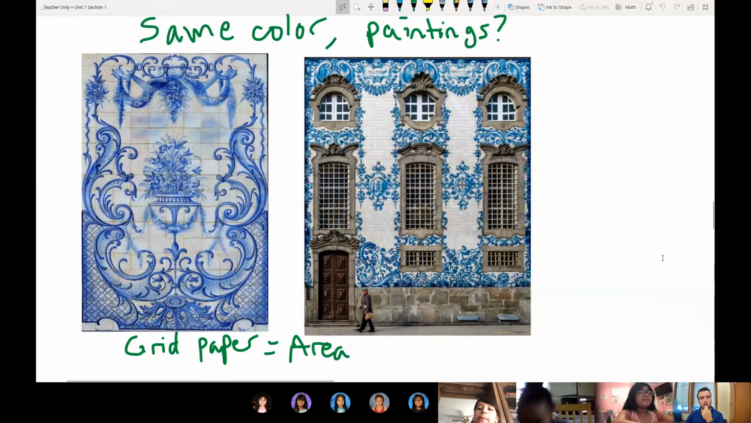Malia? The windows? Okay, the windows, possibly. Any other ideas? I see a few hands up. Eileen, your hand's up. Do you want to maybe take a guess on how we can find the area?